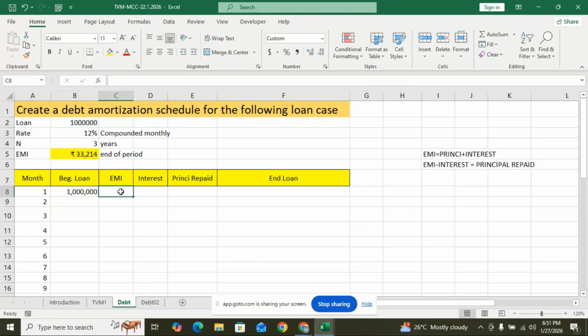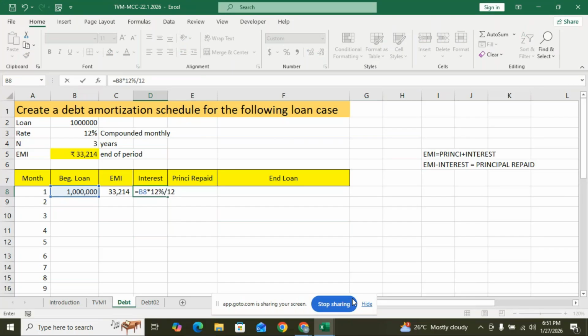What's your EMI? Equals to 33,214. Press enter. Interest equals to loan amount into 12% divided by 12. Press enter. 10,000 you get, okay? So principal repaid is what? Equals to EMI minus interest. Press enter.